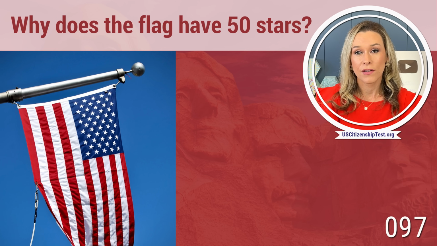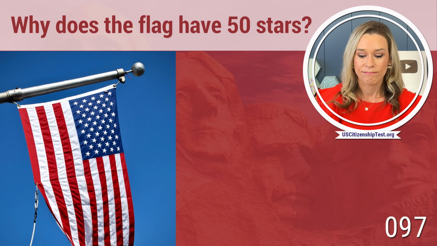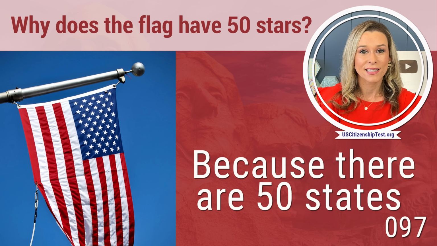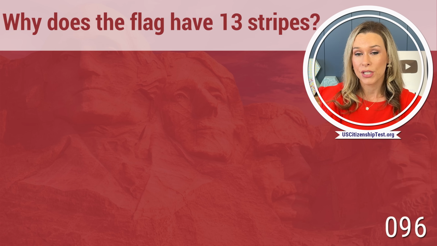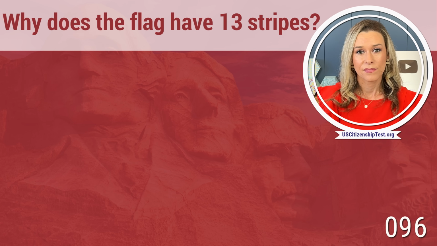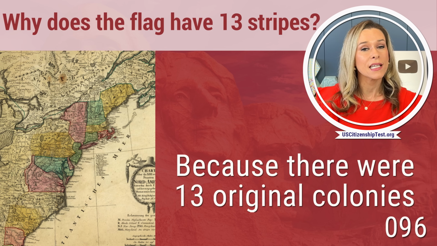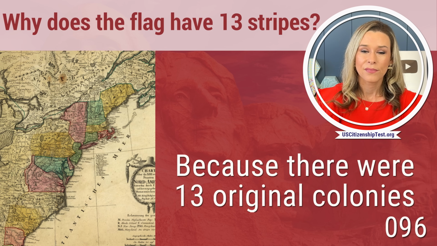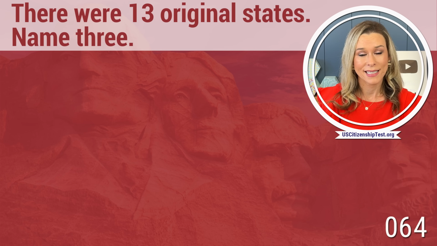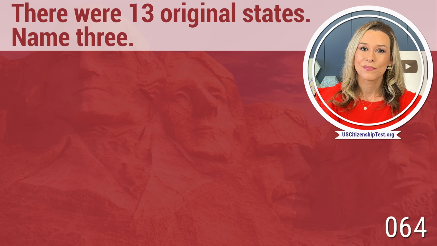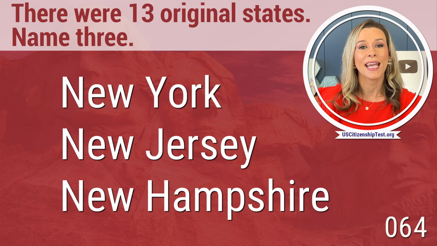Why does the flag have 50 stars? Because there are 50 states. Why does the flag have 13 stripes? Because there were 13 original colonies. There were 13 original states. Name 3. New York, New Jersey, and New Hampshire. It's easy to remember all of the new states.